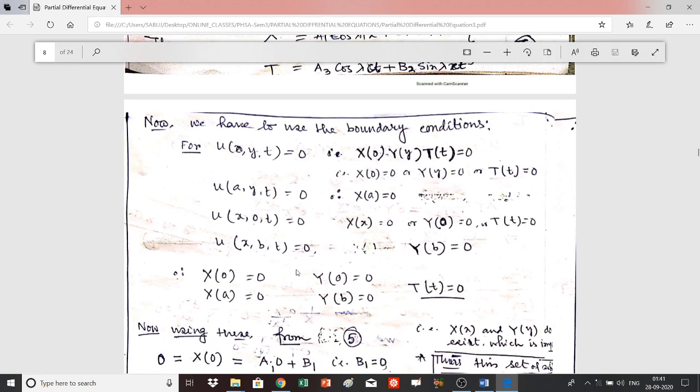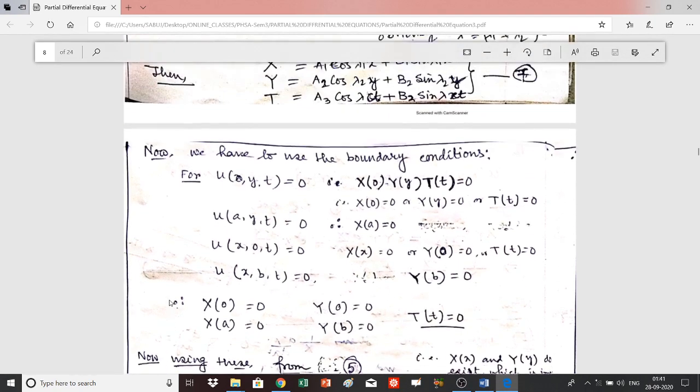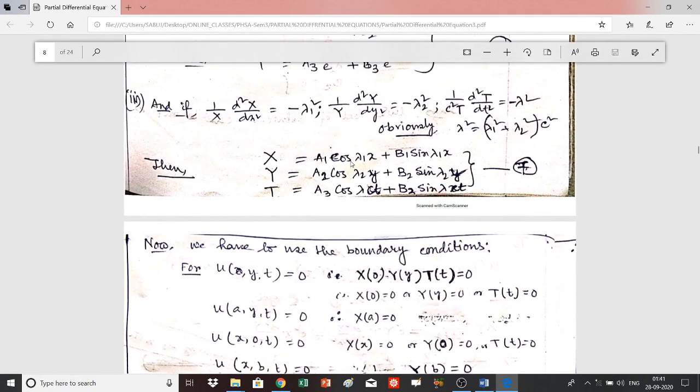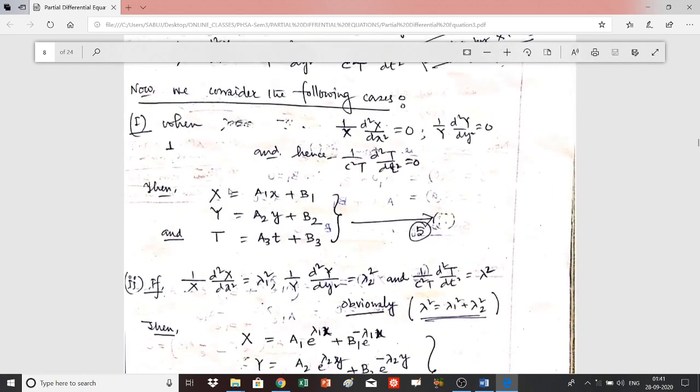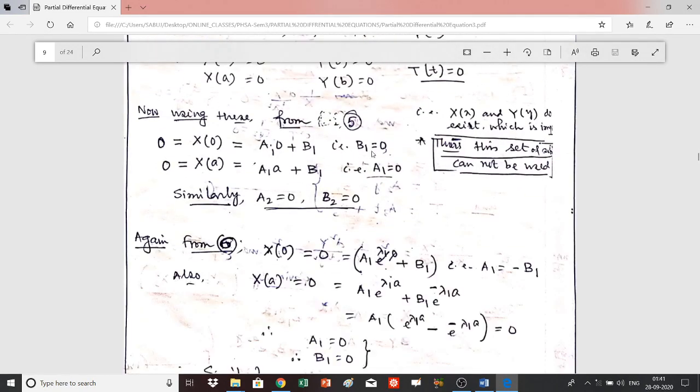So the solution in this case cannot be found out by this relation, because here is the reason for x is equal to 0. You know that for x is equal to 0, just use the value of x equal to 0 in this relation. For the first case, that means in this relation, x is equal to 0. So x at 0 is a1 into 0 plus b1. So from here you can write b1 is equal to 0.